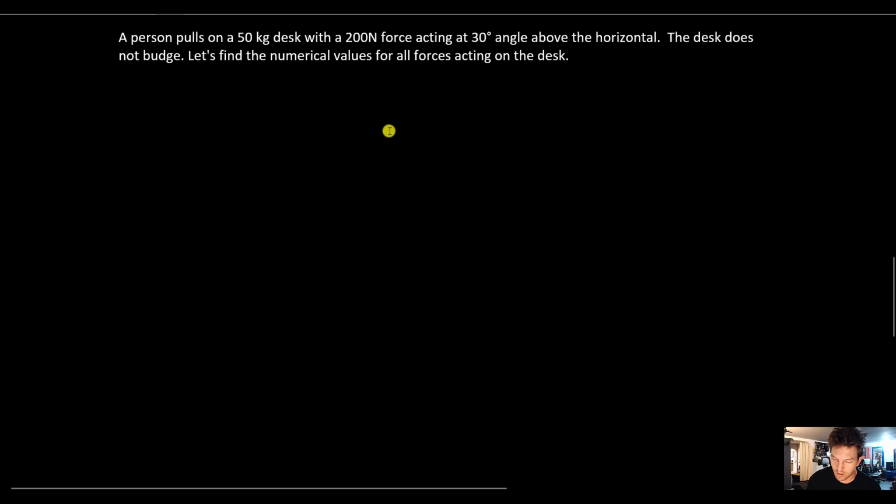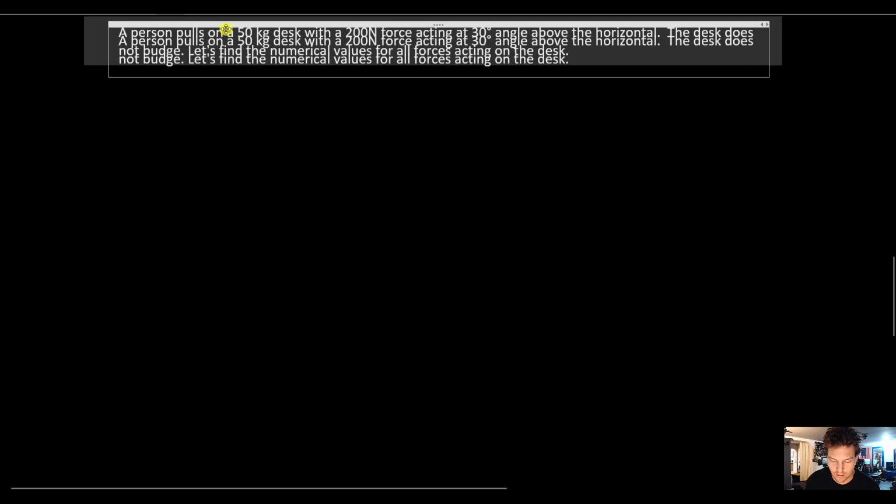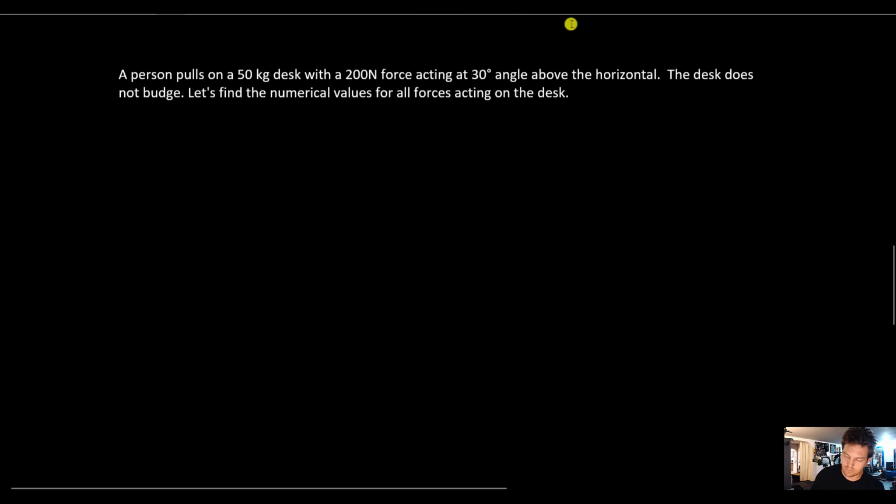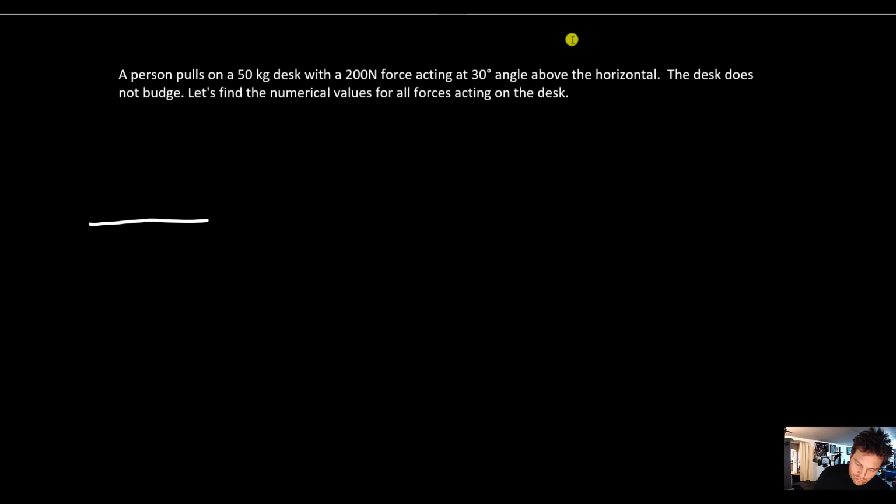All right, here we go. A person pulls on a 50 kilogram desk with a 200 Newton force that's acting 30 degrees above the horizontal. So let's go ahead and try to draw this. All right, good. Here's the ground, and there's a very well drawn desk. There's our 50 kilogram desk.